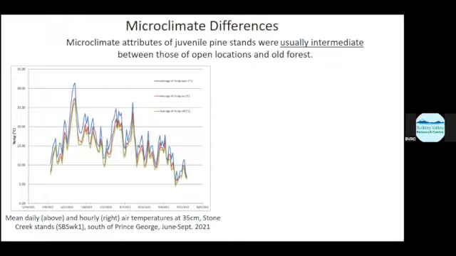But in general, the trends seem fairly consistent. Usually the microclimate of these juvenile stands is intermediate, as you might expect, between open and old growth conditions. So this slide shows temperature. The juvenile stands are in red, old growth in green, out in the open in blue. I think this is 2021. So we got our spike there with the heat dome that happened at the end of June.